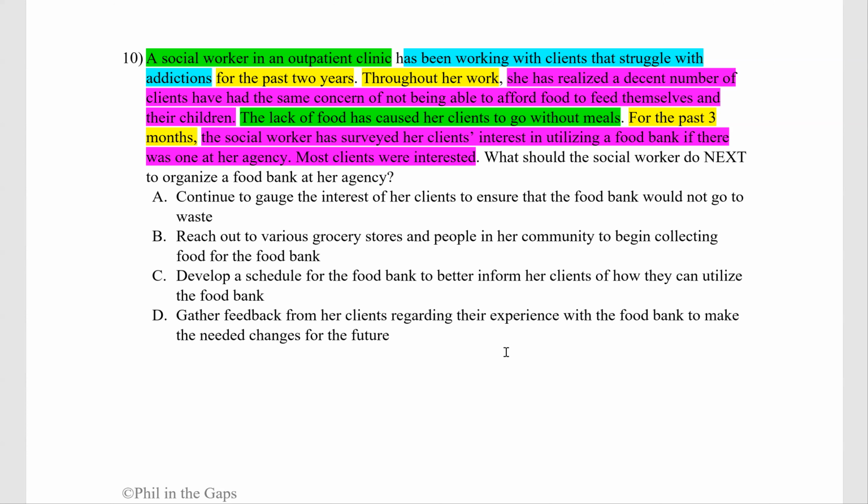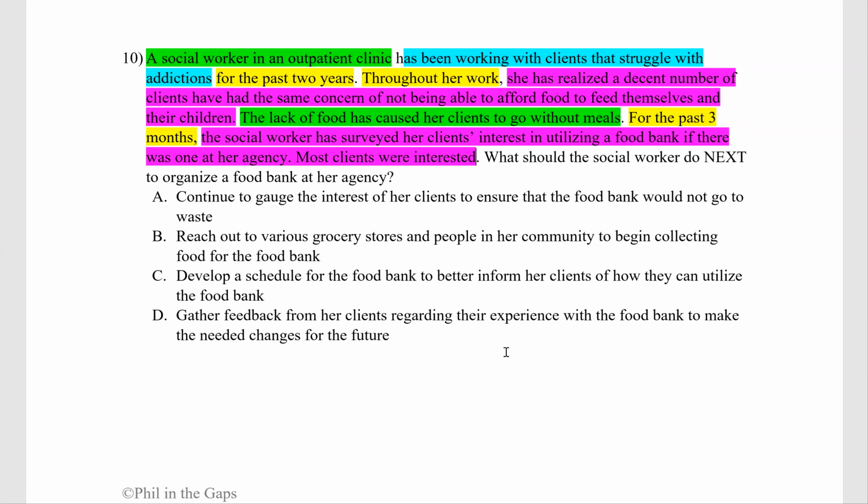So, quick review: social worker, outpatient clinic. So, that's who we are and where we're at. We're working with clients who struggle with addictions for the past 2 years. Any length of time, hop on top of it because it paints a picture of what we're looking at at a given moment throughout our work.